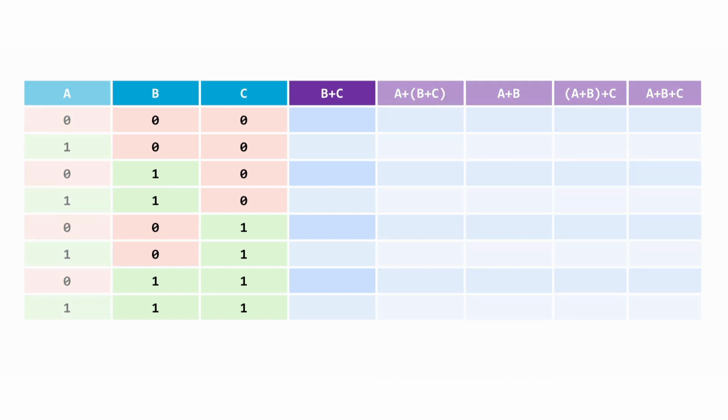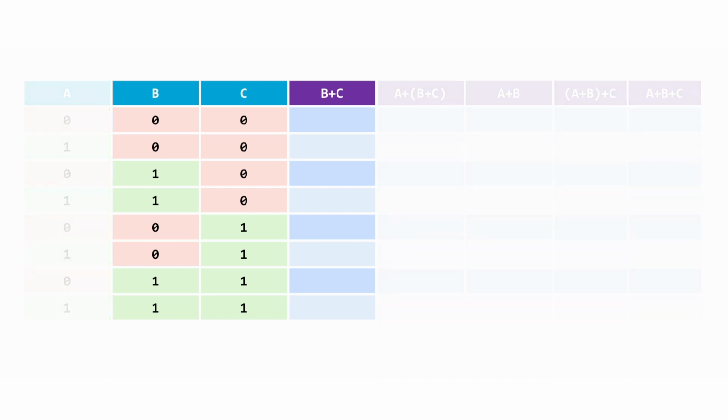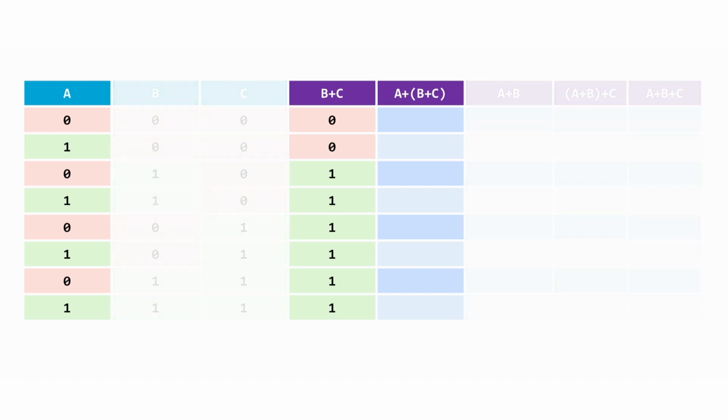Let's start with B or C. OR gives us a 1 if either or both the inputs are 1. First row is both zeros, so a 0 here, same here. There's a 1, so we get a 1, and again, and again, and again. Two 1s here, that's still a 1 output, and another 1 here. Next column needs the A column or the B or C column to be 1 to get a 1 out of it. So nope, yep, and then a big old yes all the way down to the bottom.